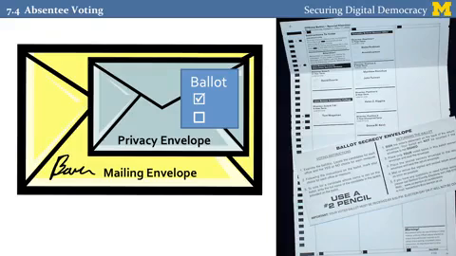So the signed outer envelope is what the election officials use to make sure that the voter was entitled to cast a vote. But the inner privacy envelope isn't opened until the ballots have been shuffled and it's time to count them. This provides some amount of privacy from the election officials, so they can't just look at every ballot and see the name on it, for instance, and see who voted.